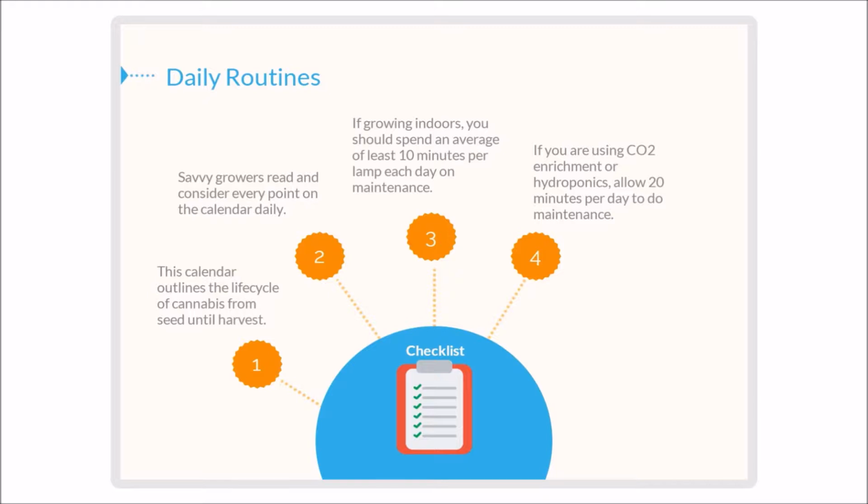In the beginning, large chunks of time will be required to set up the garden, both indoors and outdoors, and at the end of the cannabis's life cycle when you are harvesting. These times are not included in the 10 to 20 minute daily schedule.